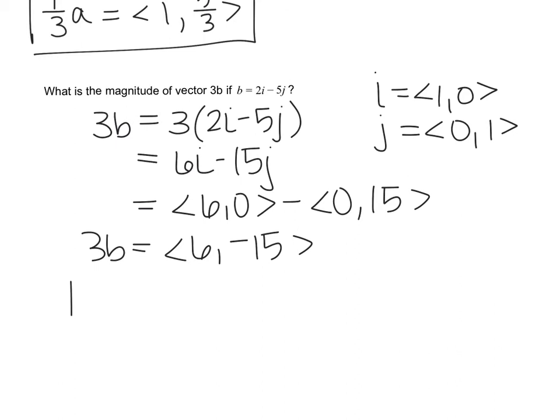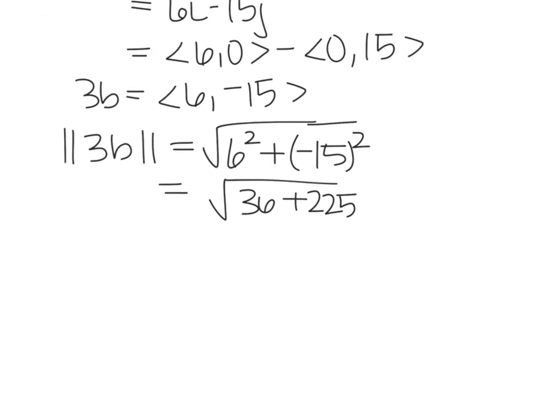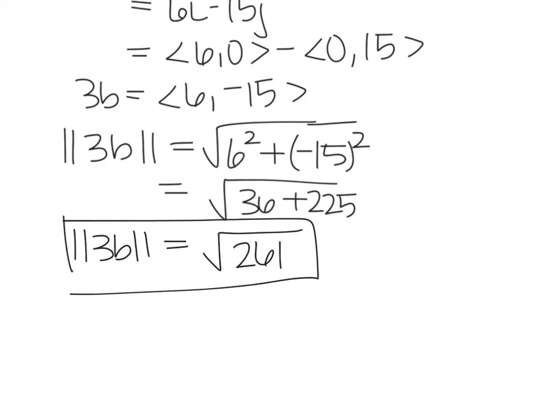Now we want to find its magnitude. So the magnitude of 3b is the square root of 6 squared plus negative 15 squared. So we get the square root of 36 plus 225. And 36 plus 225 is going to be the square root of 261. So the magnitude of 3b is the square root of 261.